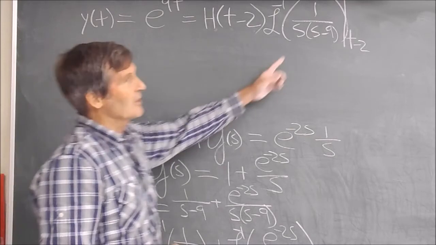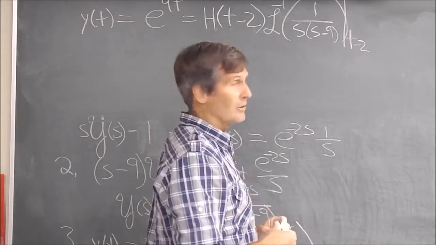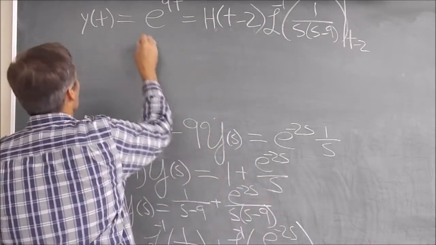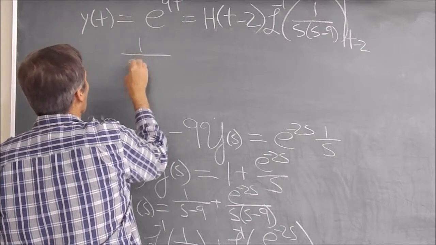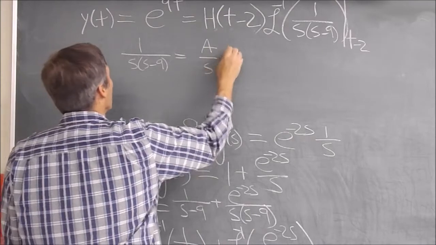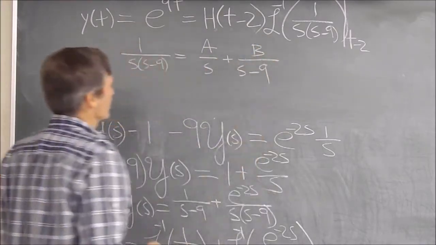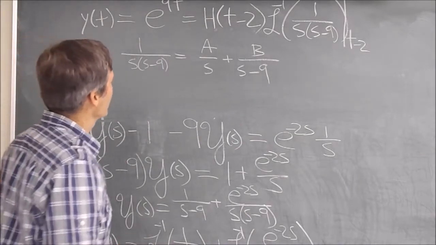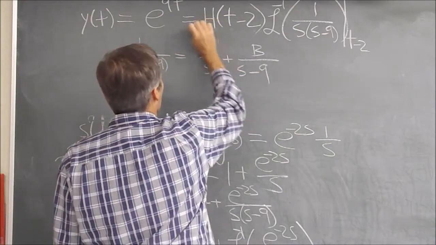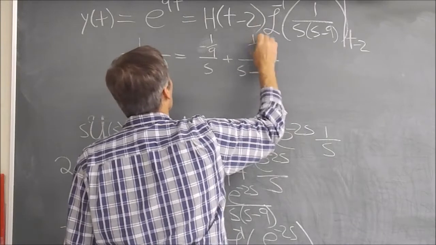And how do I find this one? Since there's factors with real numbers, I can use partial fractions. Now maybe I go to my calculator or I quickly do it by hand. I say 1 over s times s minus 9 is some number a over s plus some number b over s minus 9. We won't do all the partial fractions again. We'll simply say that it turns out that a is minus a 9th and b is plus a 9th.